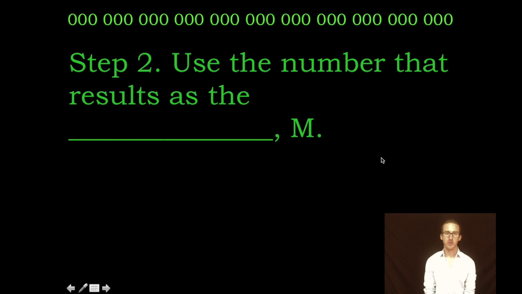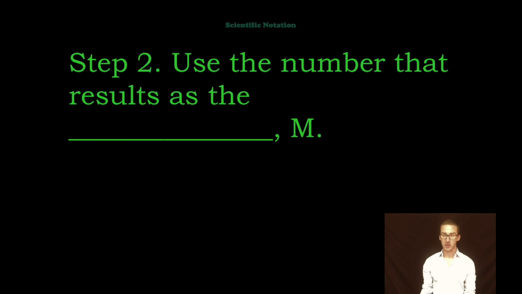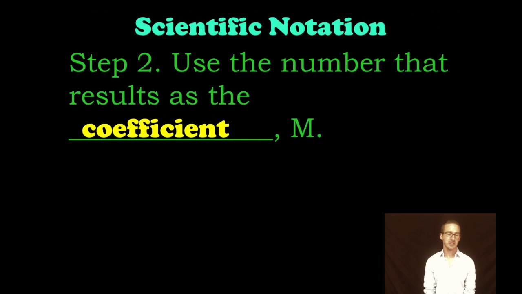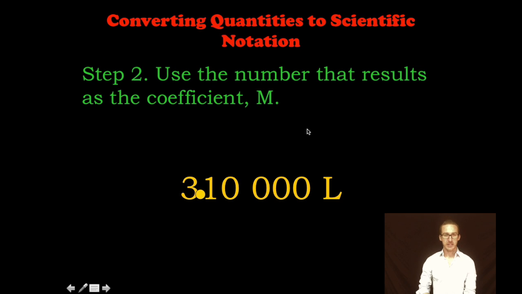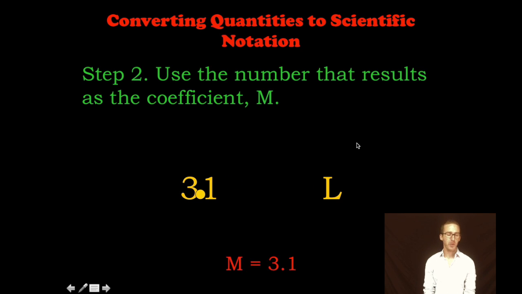Step two. Use the number that results after moving your decimal as the coefficient, which we'll represent with the general letter capital M. So my coefficient here, without those zeros, is 3.1.